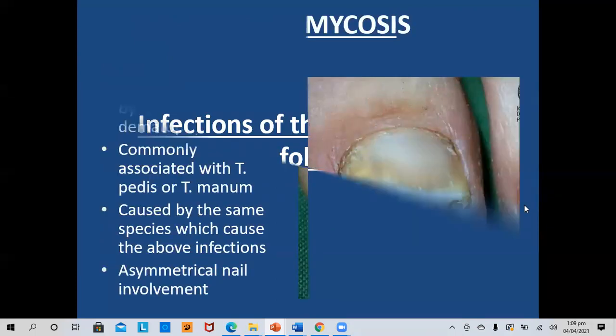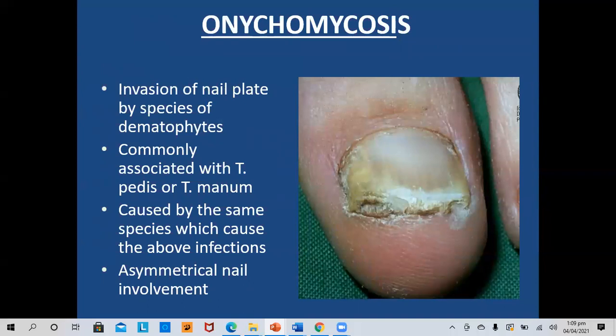Infection of nail and nail fold. The most common infection which we come across daily in the nail is onychomycosis. Onychomycosis is the invasion of the nail plate by species of dermatophytes. Commonly, the dermatophytes affecting the nail are Trichophyton. Usually this onychomycosis is associated with Tinea pedis or Tinea manuum. And mainly the fungi are Trichophyton mentagrophytes and interdigitale, caused by the same species which caused the above infection.